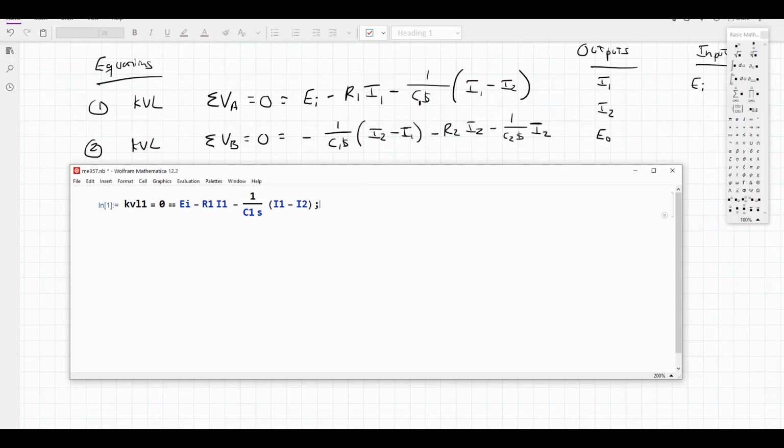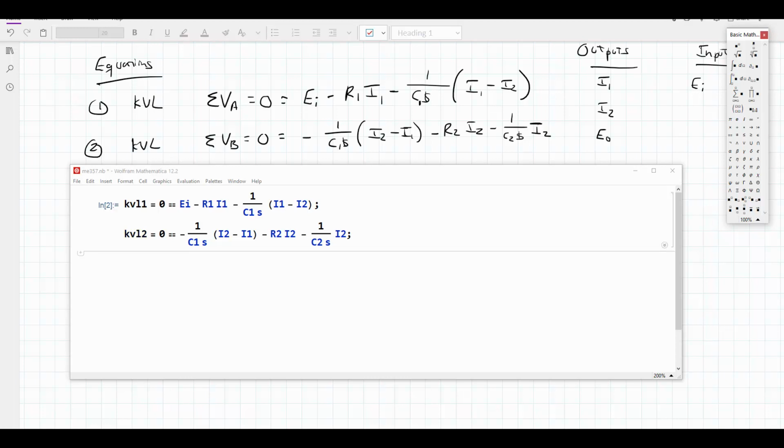Now I will enter KVL2. So KVL2 is also 0 on the left hand side, and I'll copy this. But this is, remember, I2 minus I1, since I went in the opposite direction, minus R2 I2 minus, and here I have the 1 over C2s times an I2. And double checking, this looks correct for what I have.